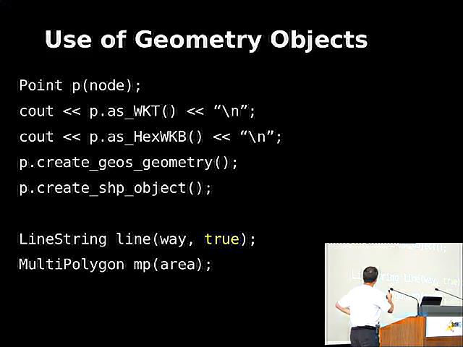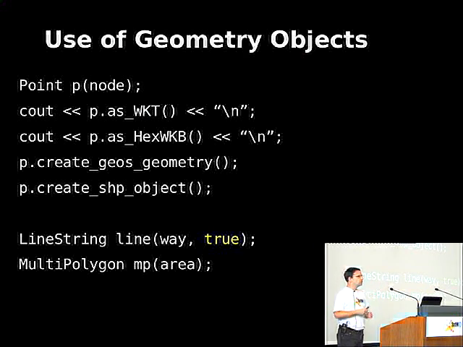in a constructor like this. And then you can write it out as WKT, well-known text format, for those of you who know classical GIS software that often works with WKT or WKB. You can write it out. You can create GEOS geometries or shapelib geometries.